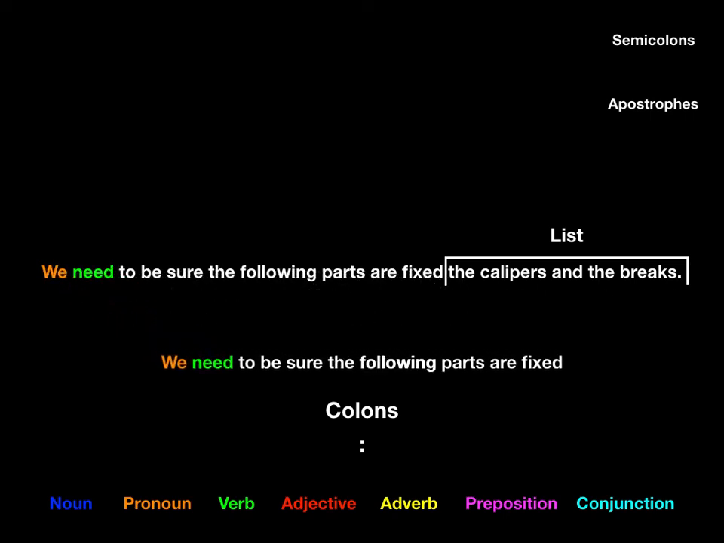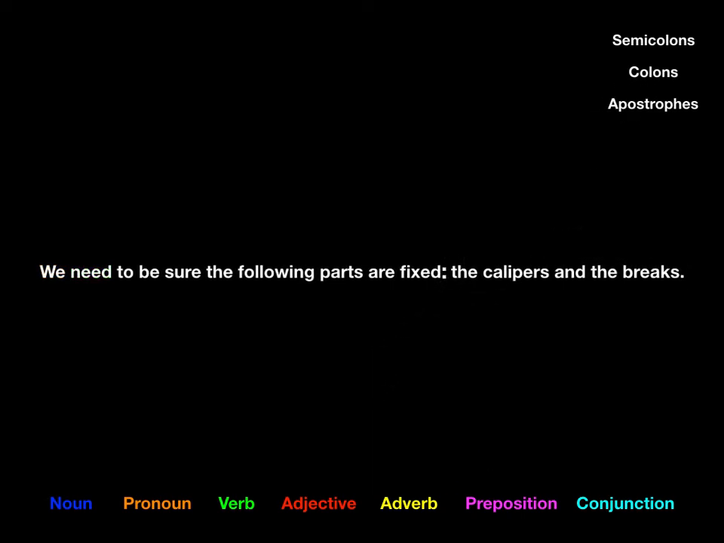We need to be sure the following parts are fixed. While this may sound as if it does not have a complete thought, we'll note the word following. If we have the word following within our sentence, it indicates that we will use a colon before our list. The final version would then read, we need to be sure the following parts are fixed: colon, the calipers, and the brakes.